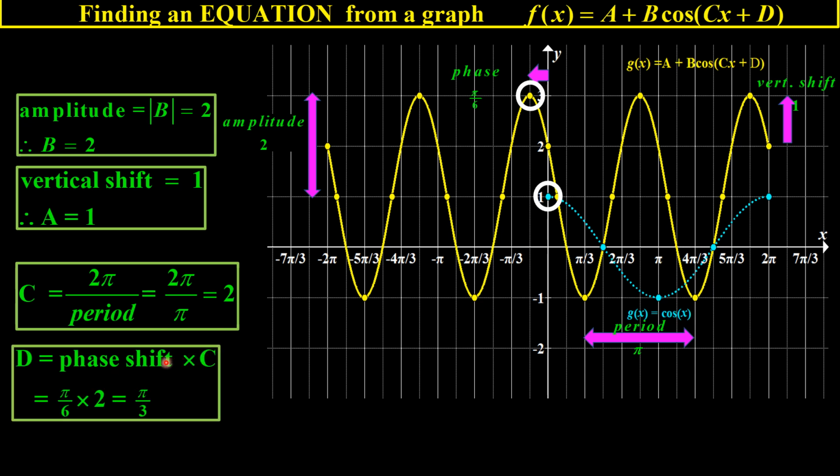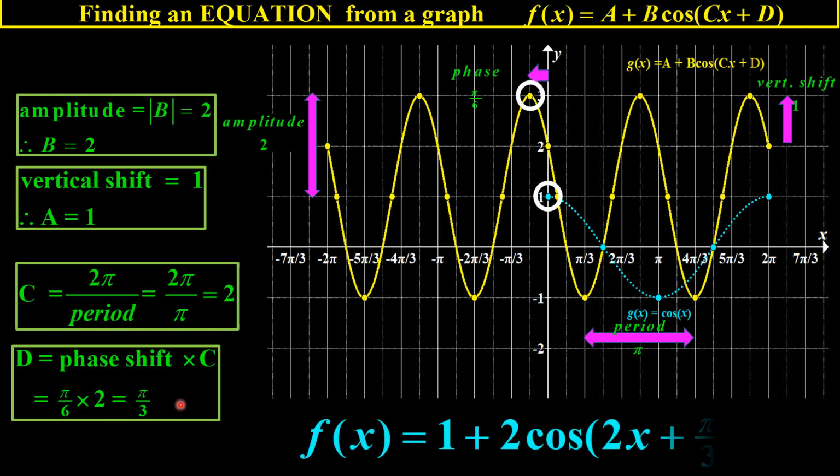So if I take the phase shift, we see it is pi over 6. And to get back the d value, it's pi over 6 times your c value, which is 2, so 2/3 times pi over 2... so my d value is pi over 3, right? To get the d value, remember the formula for the phase shift was d over c. Phase is d over c. So if I want d, it's going to be phase times c. Phase times c, which is pi over 3.